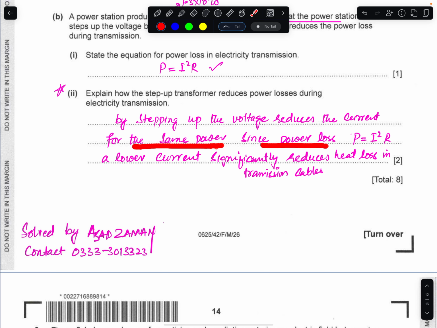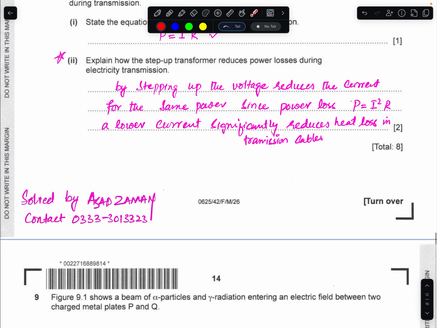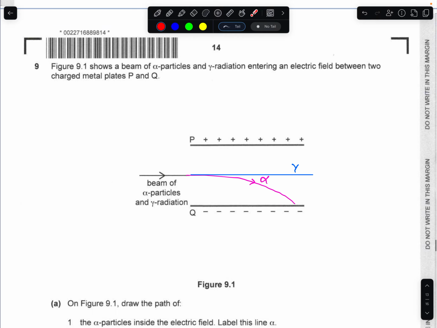Since the power loss is P equals I squared R, a lower current significantly reduces heat loss. It means that the value of current is squared, so this lower value of current reduces the heat loss. Because if the current is very high, the electrons must be flowing with high speed and they would be colliding more, and more heat would be produced in the transmission cables.